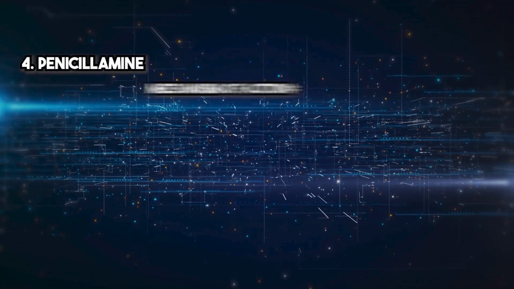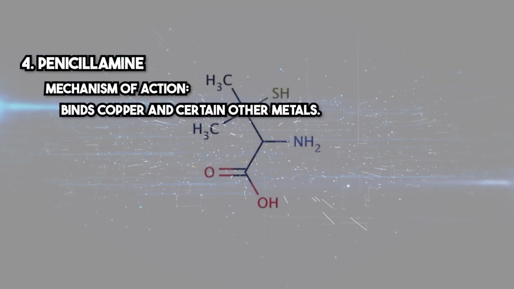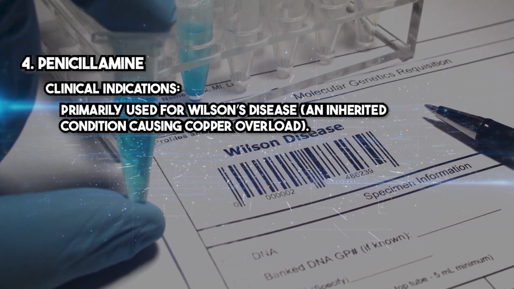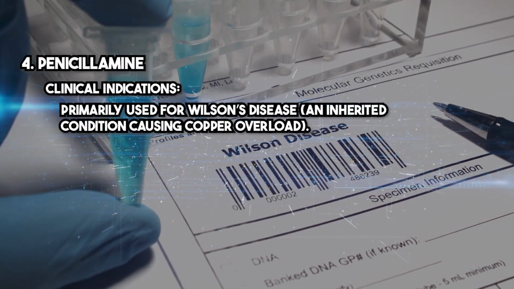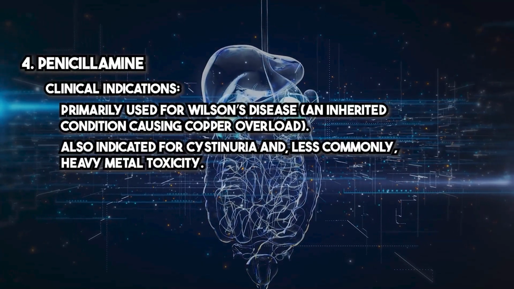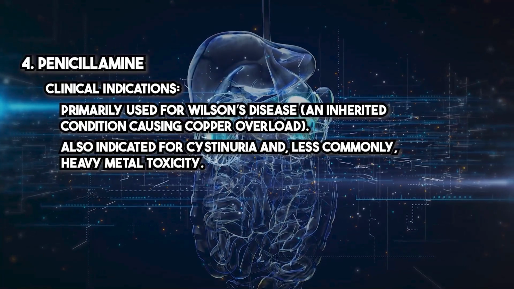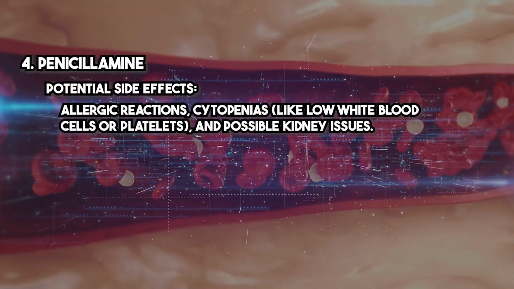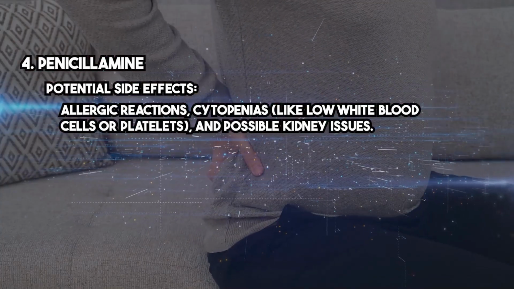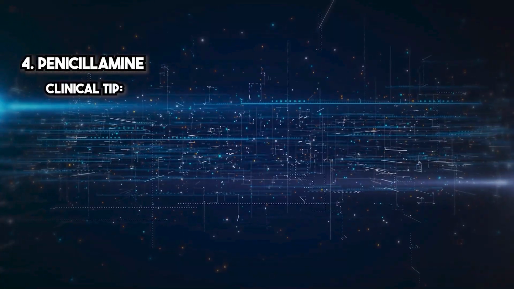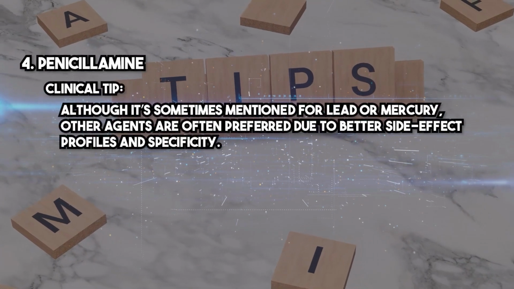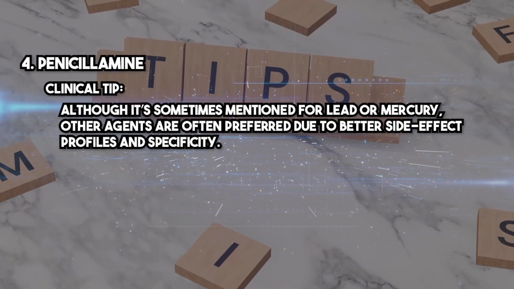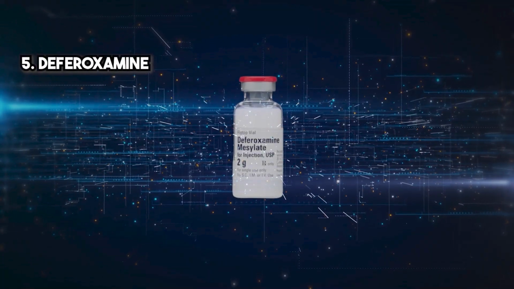4. Penicillamine. Mechanism of action: binds copper and certain other metals. Clinical indications: primarily used for Wilson's disease, an inherited condition causing copper overload. Also indicated for cystinuria and, less commonly, heavy metal toxicity. Potential side effects: allergic reactions, cytopenias like low white blood cells or platelets, and possible kidney issues. Clinical tip: although it's sometimes mentioned for lead or mercury, other agents are often preferred due to better side effect profiles and specificity.